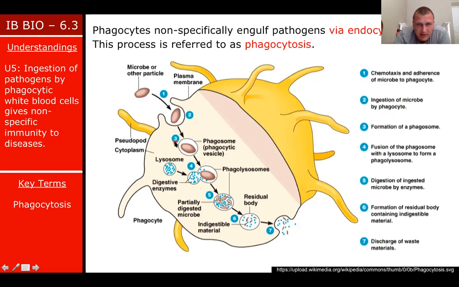Number 3, the next thing that happens is the formation of a phagosome. A phagosome is basically like a bubble where the phagocyte is trapped, think of it kind of like a jail cell. So it's trapped in this phagosome. Number 4, the fusion of the phagosome with the lysosome.